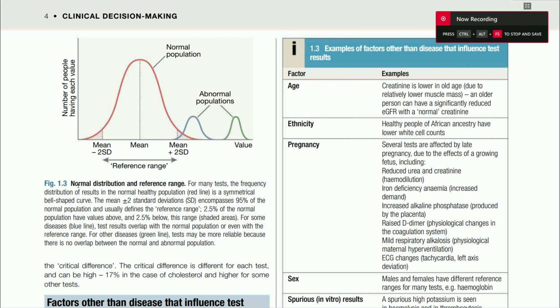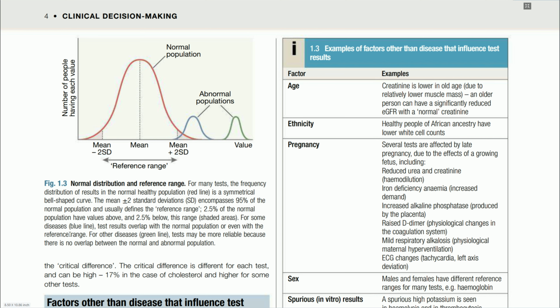Figure 1.3. Normal distribution and reference range. For many tests, the frequency distribution of results in the normal healthy population, red line, is a symmetrical bell-shaped curve. This means plus or minus 2 standard deviations (SD) encompasses 95% of the normal population and usually defines the reference range. 2.5% of the normal population have values above and 2.5% below this range, shaded areas.